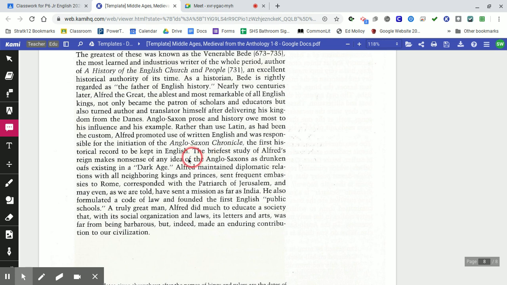The briefest study of Alfred's reign makes nonsense of any idea of the Anglo-Saxons as drunken oafs existing in a dark age. Alfred maintained diplomatic relations with all neighboring kings and princes, sent frequent ambassadors to Rome, corresponded with the Patriarch of Jerusalem, and may even, as we are told, have sent a mission as far as India. He also formulated a code of law and founded the first English public schools. A truly great man, Alfred did much to educate a society that, with its social organization and laws, its letters and arts, was far from being barbarous, but indeed made an enduring contribution to our civilization.